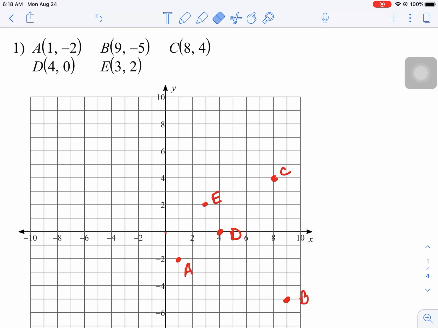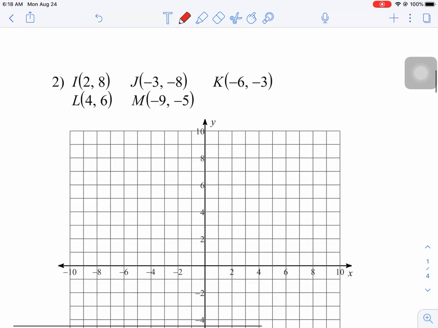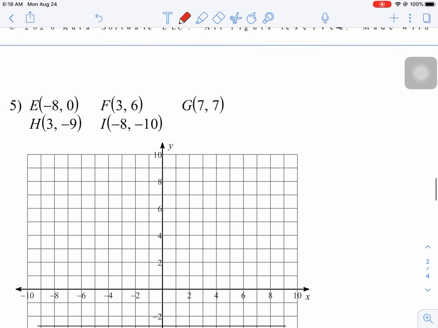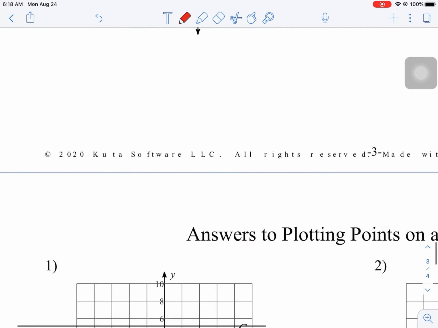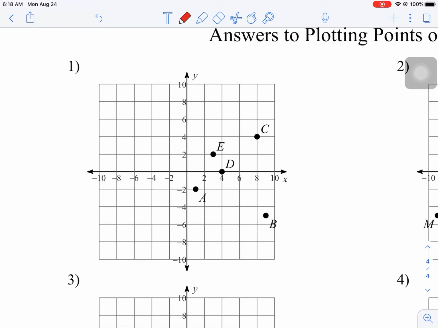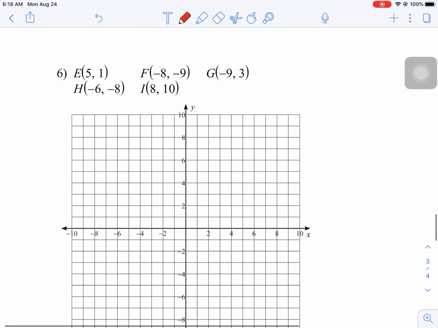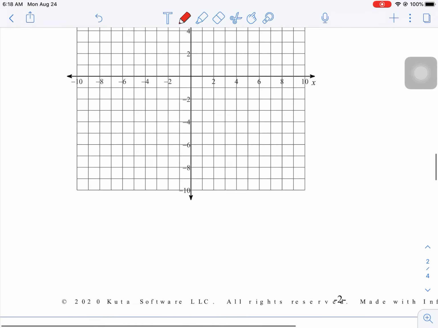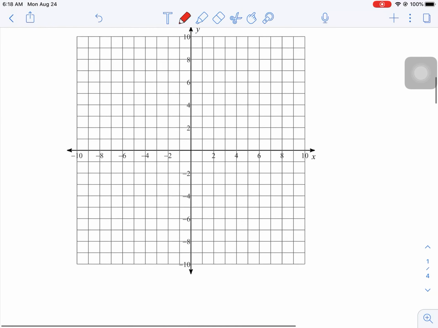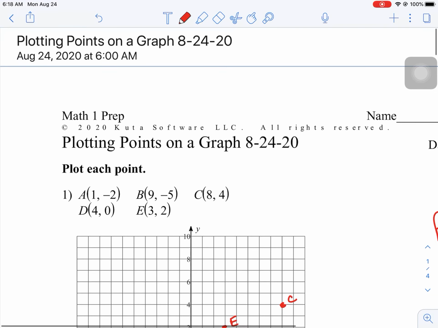All right. Now, the answer key is at the bottom. You can always check them. There are 6 to do. I want you plotting each point and labeling each point. This is going to be submitted. You will submit, all right, to turn in.